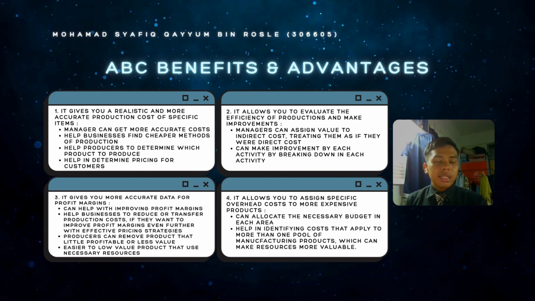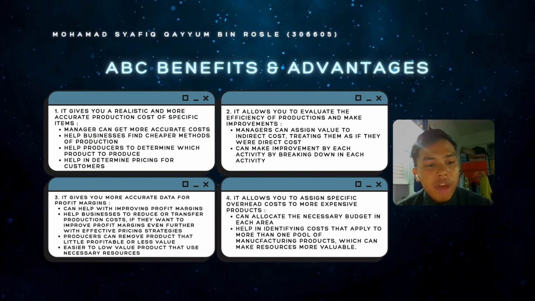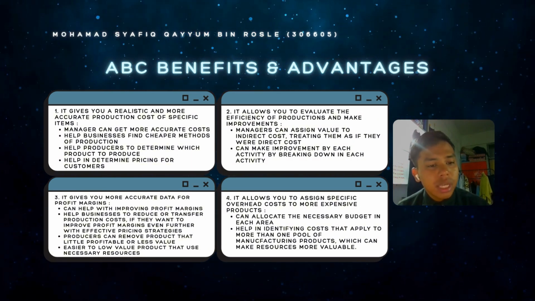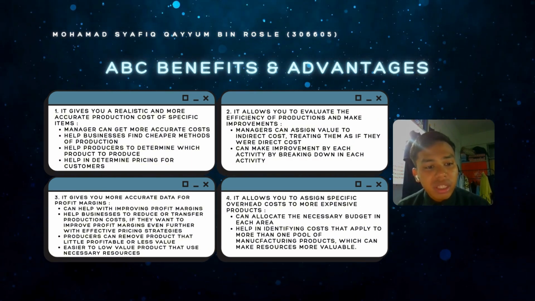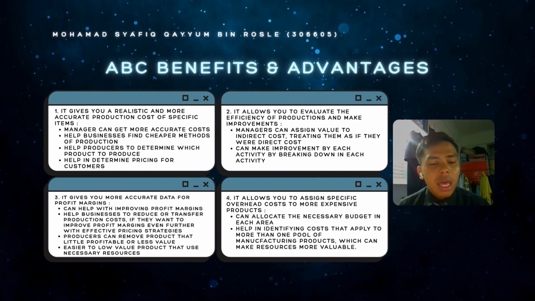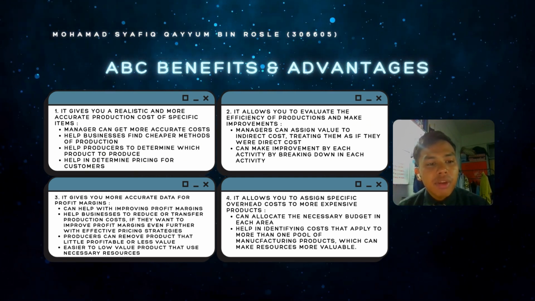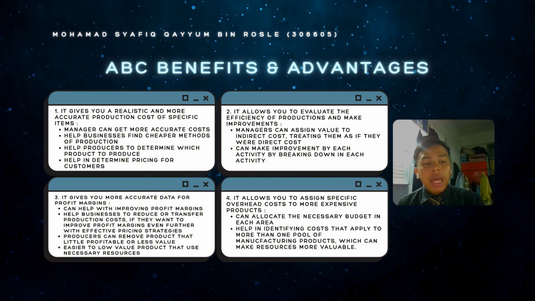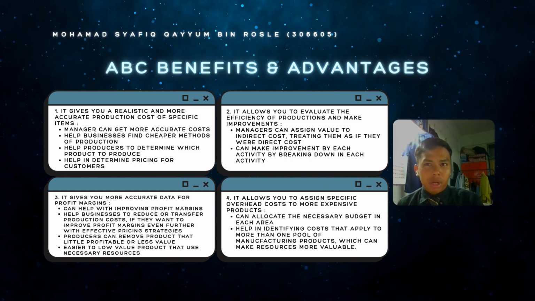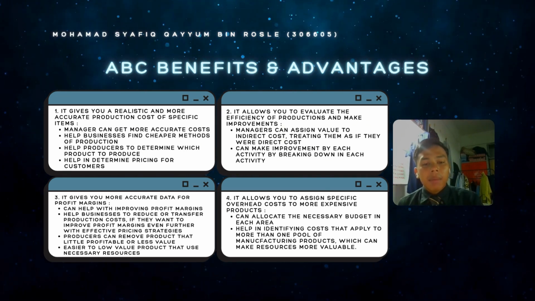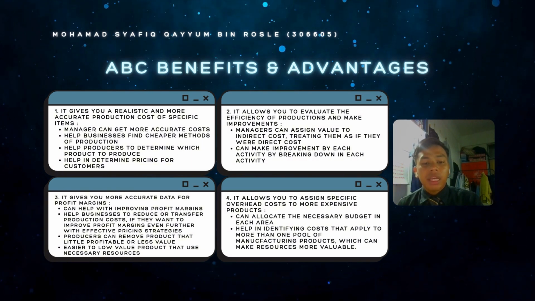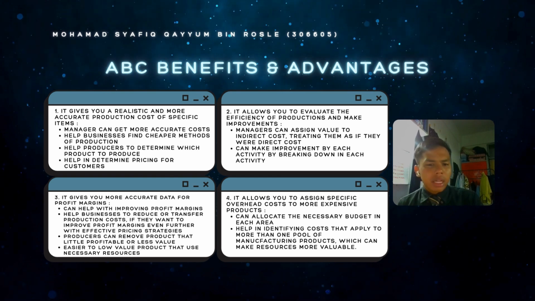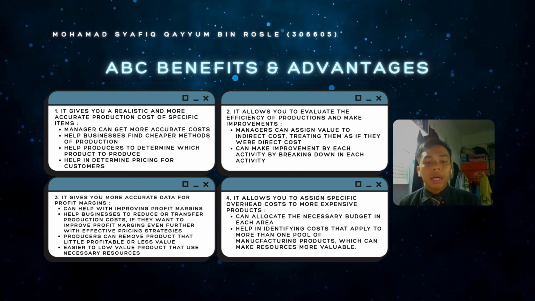For the second one, it allows you to evaluate the efficiency of production and make improvements. So easy to say, a manager can assign a value to indirect costs, treating them as if they were direct costs, and can make improvements to each activity by breaking down each activity. So number two is about how by the ABC, the production and team leader can make improvements to the activity by breaking down each activity. If they find poor performance in an activity, they can make improvements to become better.